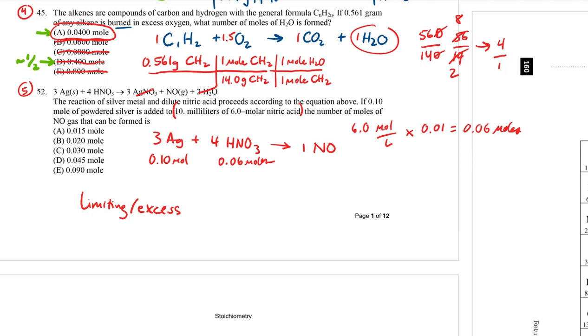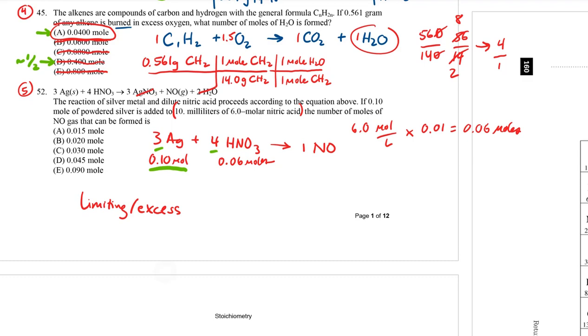But let's look at what we have here as far as our mole ratios and our coefficients in this equation, and the amounts that we have available to us. For this silver, since it's a 3-to-4 ratio, if I'm going to use 0.1 moles of silver, it's a 4-to-3 ratio, so I'm going to need 4 parts of nitric acid for every 3 parts of silver, which means I'm going to need more moles of nitric acid than I am of my silver.